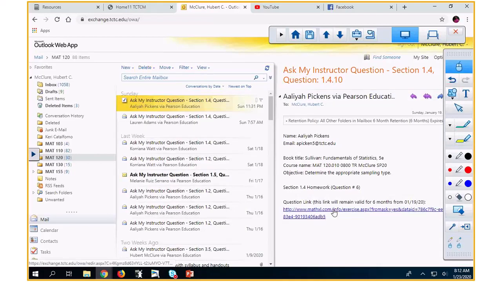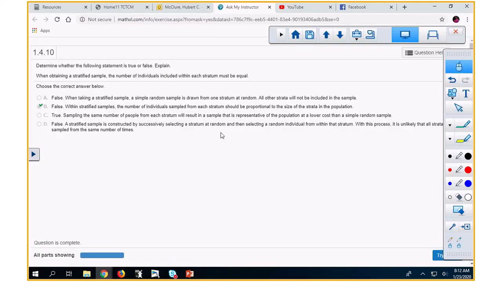1.4, 10/6. 10 in the book, 6 online. Determine whether the following statement is true or false. When obtaining a stratified sample, the number of individuals included within the stratum must be equal. No. All right?